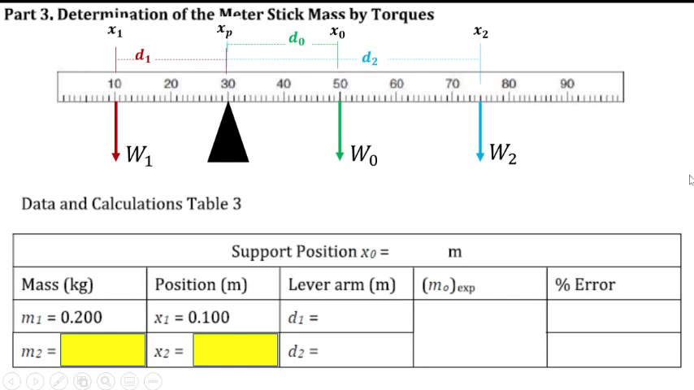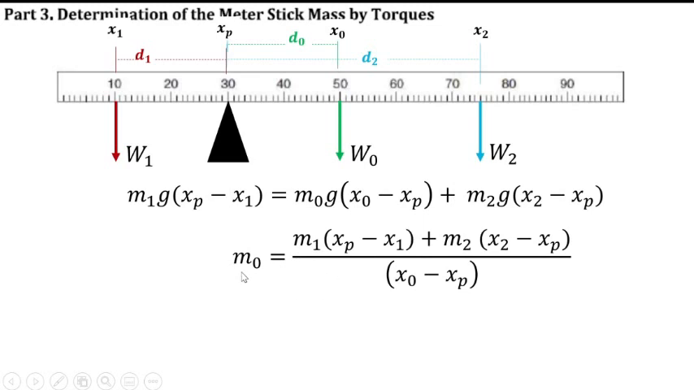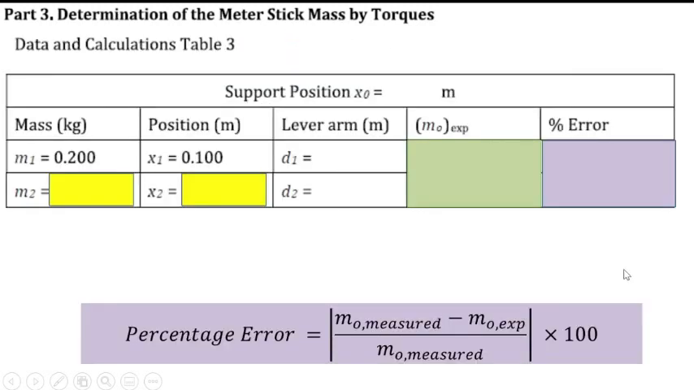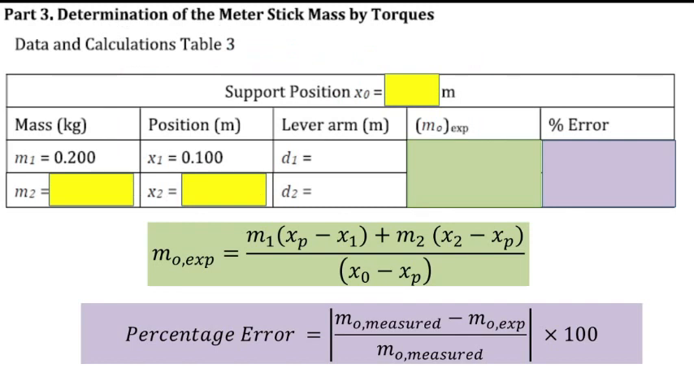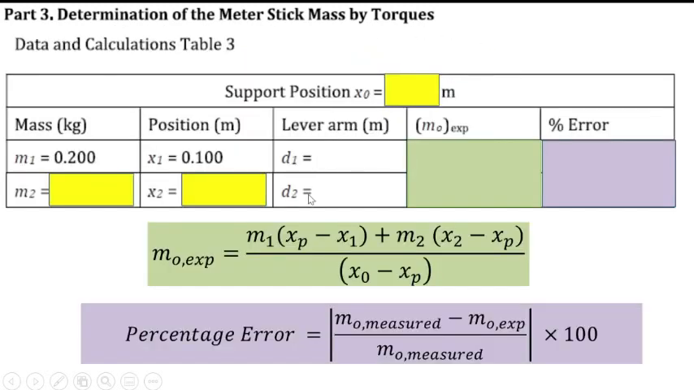We will further discuss this one. This is the formula for getting mass O, or the mass of the meter stick. You will derive it, so mass O is just equal to this equation. Please follow the position. Finally, to complete our table, the yellow one will be the data you will get from the video. You will solve for D1 and D2 based on the picture above. D1 is just XP minus X1, and D2 is just X2 minus XP. That is how to solve the lever arm.